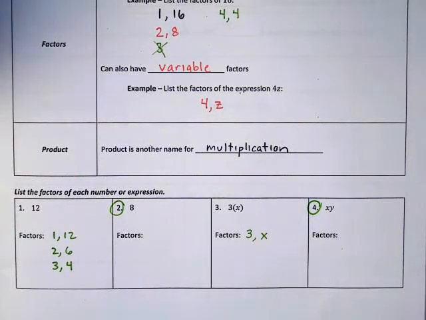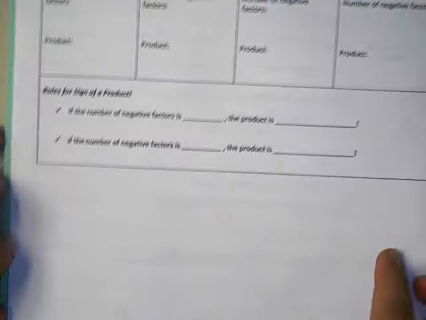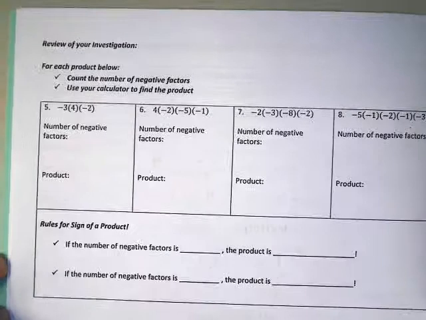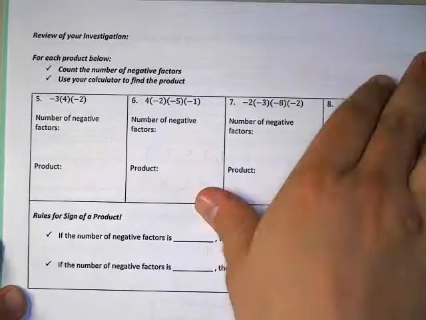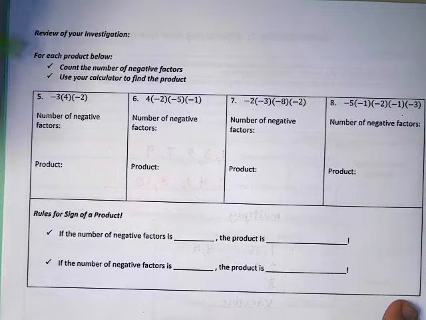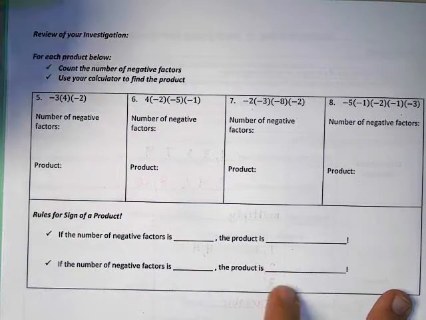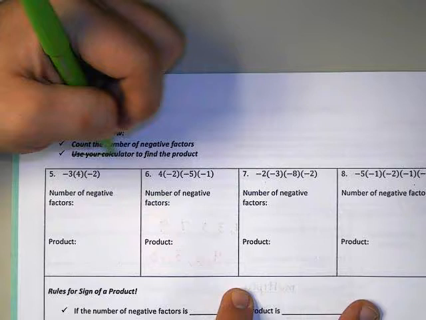All right? Okay, as we move on, page 4, this should be a review of the investigation that you just completed at the beginning of class. And so what I want you to do now is count the number of negative factors, or the number of negative values being multiplied by each other. And then, I'm going to actually change this, I don't want you to use your calculator to find the product.